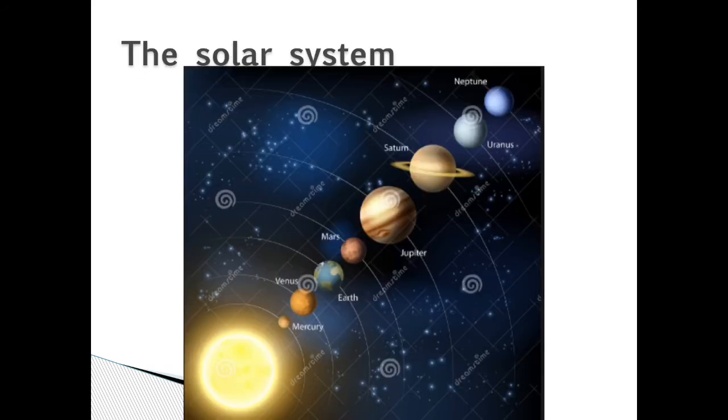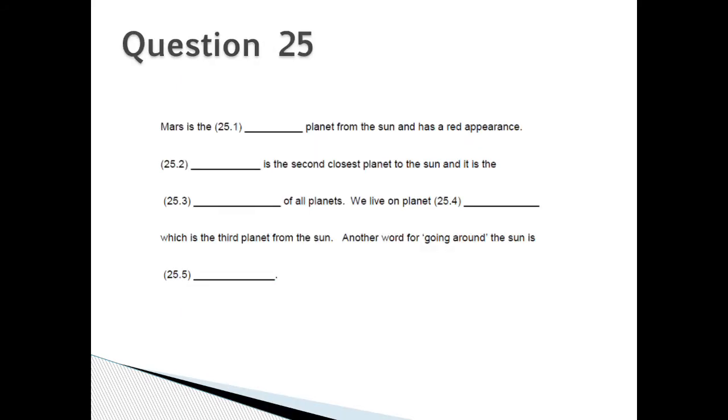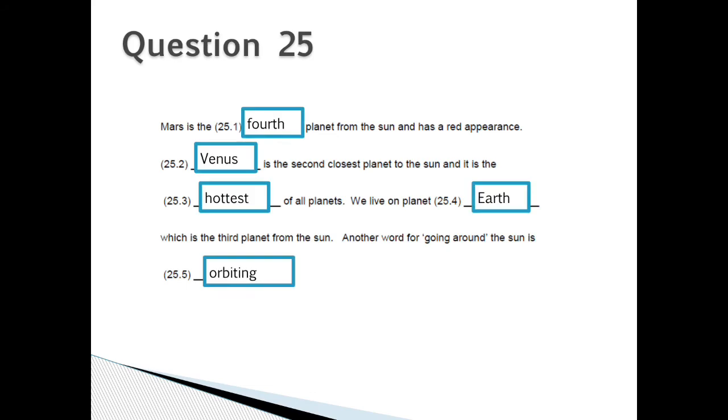This is a picture of the solar system where we can see the sun and then the various planets: Mercury, Venus, Earth, Mars, Jupiter, Saturn, Uranus, and Neptune. Mars is the what planet from the sun and has a red appearance? Something is the second closest planet to the sun, and it is the what of all planets. We live on planet What, which is the third planet from the sun. Another word for going around the sun is what.